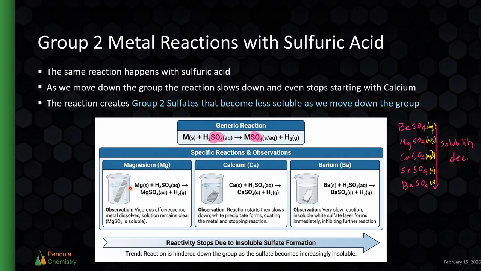So again, magnesium and beryllium sulfate, very aqueous. They dissolve. The vigorous effervescence, they react very quickly. Once we get to calcium, it starts but then slows down very quickly as the coating of calcium sulfate forms, which is only slightly soluble. And then with barium and strontium sulfates, the reaction is extremely slow. The insoluble layer of the sulfate forms very quickly, and it further inhibits the reaction, stopping it altogether.